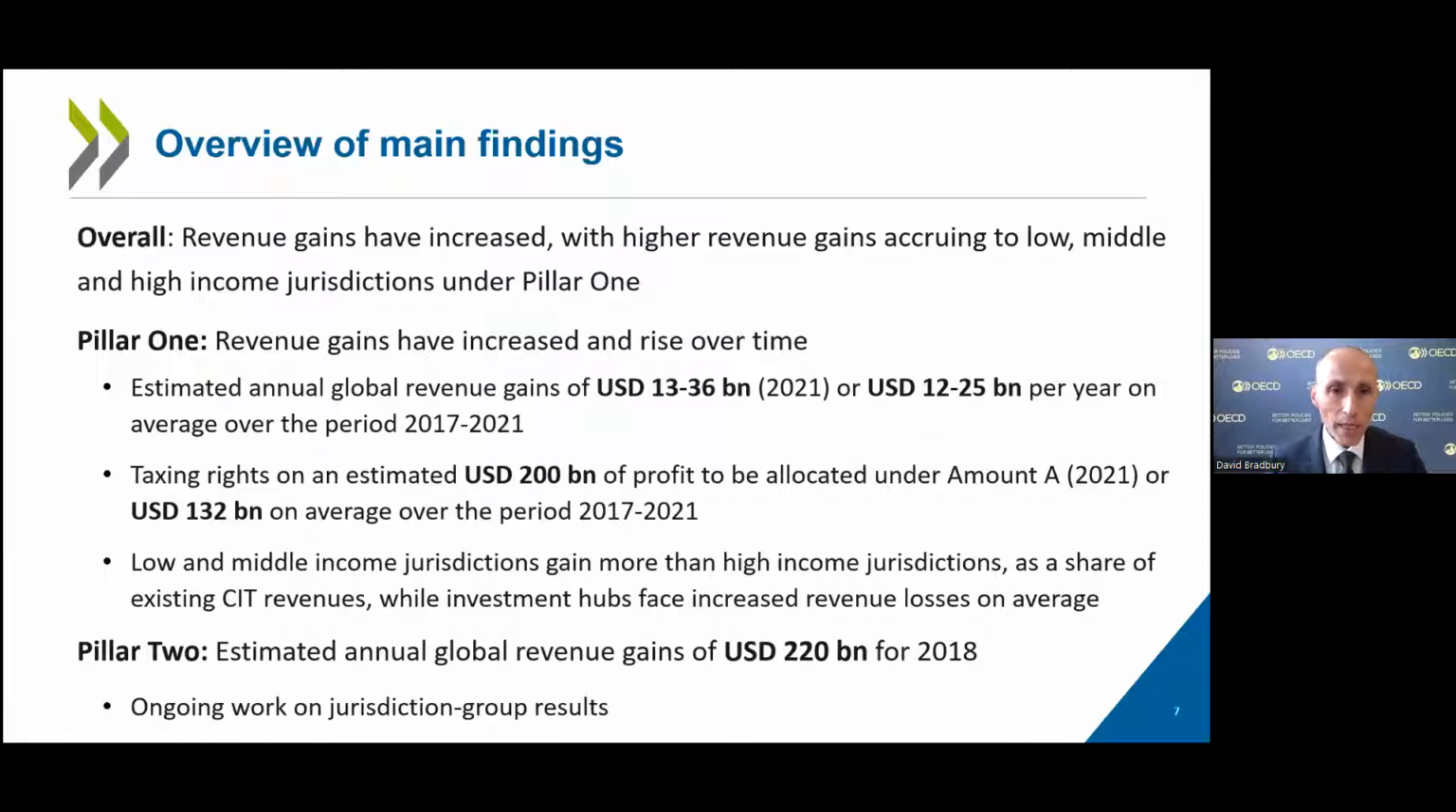Now on Pillar 2, the global minimum tax, our estimate has increased to $220 billion. And that's based on 2018 data, which is the latest available in order to model Pillar 2. And that is up from earlier estimates of around $150 billion. So a significant increase in revenues there as well. And we are carrying out further work and we'll be reporting back to you all in the not too distant future on the jurisdiction group results.